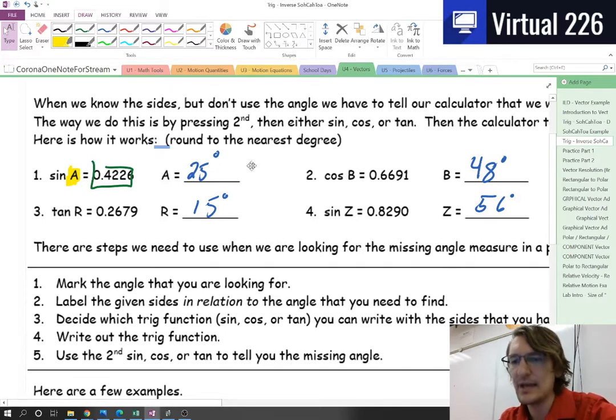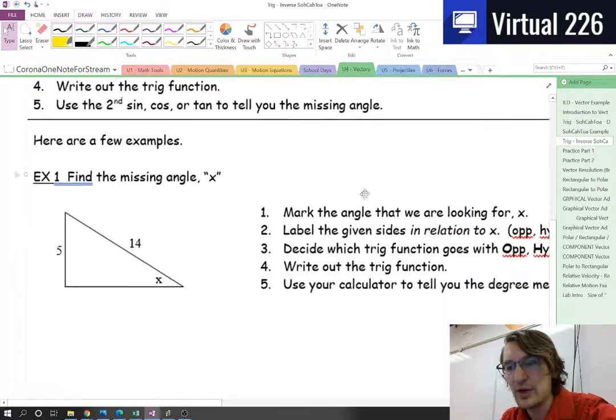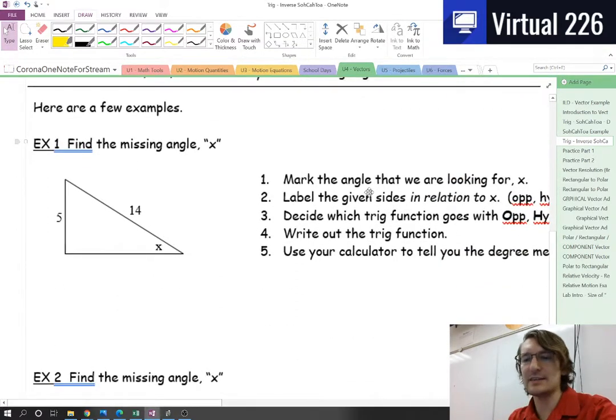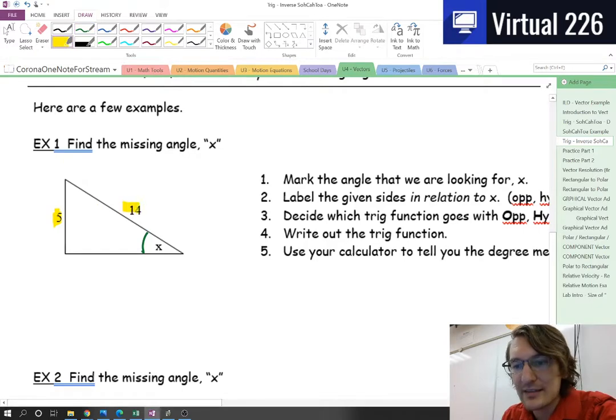Now it's important for us to recognize that these numbers here, the 0.4226, the 0.2679, 0.6691, 0.8290, are actually adjacent over hypotenuse, opposite over adjacent, and opposite over hypotenuse. These are actual values we could get off of a triangle. So if we come down here and take a look at this example, we could find this angle x because we have two sides of a right triangle, and all the triangles we're dealing with are right.